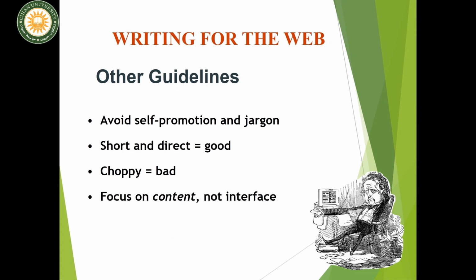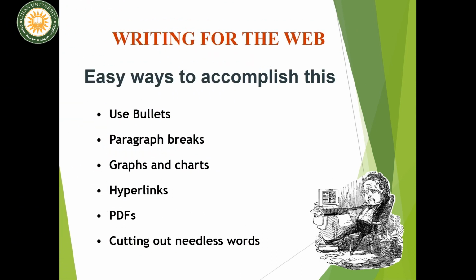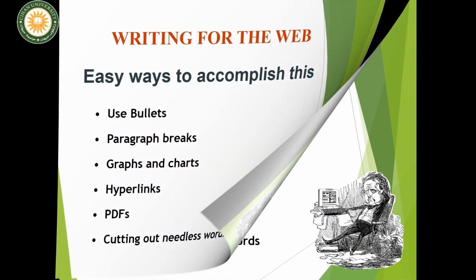The next important slide is other guidelines which we can use for writing news for websites. Avoid self-promotion and jargon. Short and direct equals good content, and choppy equals bad. Choppy means when you use more words, more colors, or more technical words, it may surely lead to ambiguity. So focus on content, not interface. Easy ways to accomplish this: use bullet points, use paragraph breaks, graphs and charts, hyperlinks, and PDFs wherever necessary. Then cut out needless words.